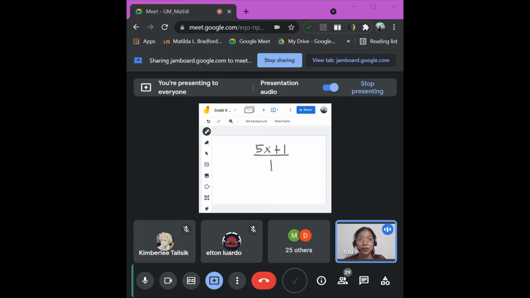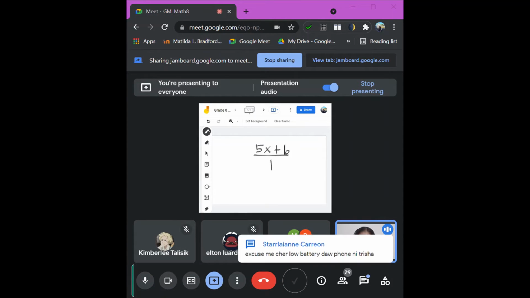This one could also be a rational algebraic expression, 5x plus 6, not plus 1. So it is still a rational algebraic expression, class. Okay, do you understand what a rational algebraic expression is?